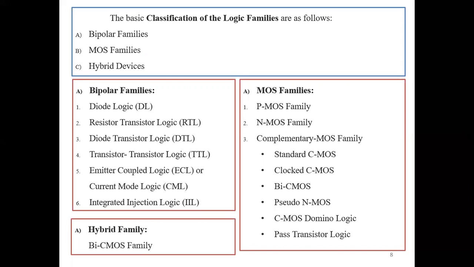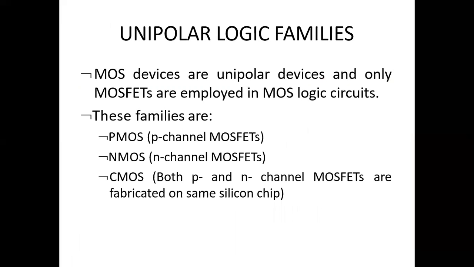Let's see how we are going to design the basic gates and universal gates using MOS families. Before that, we need to know what unipolar logic families are. MOS devices are unipolar devices, and only MOSFETs are employed in MOS logic circuits, because there is only one type of carrier, either electron or hole. So they are called unipolar logic devices. These families are PMOS, NMOS, and CMOS.